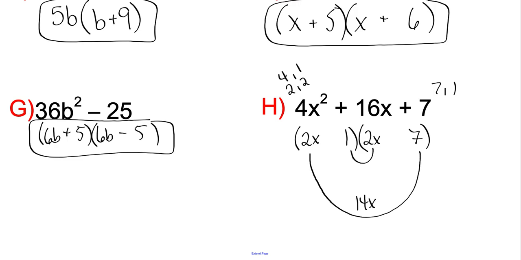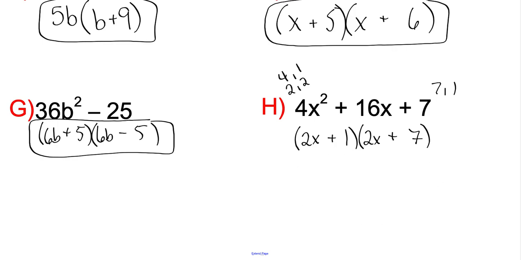14x. Check that. 2x. Can I use 14x and 2x to get 16 in the middle? Yeah, that combination works if I just keep them positive. So those are both positives, and then we got it right.